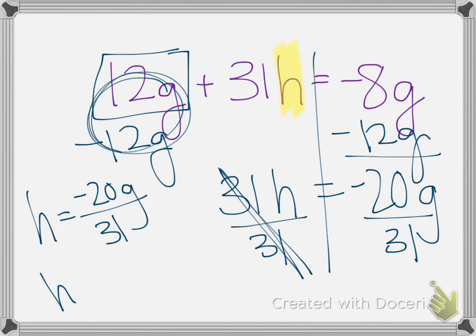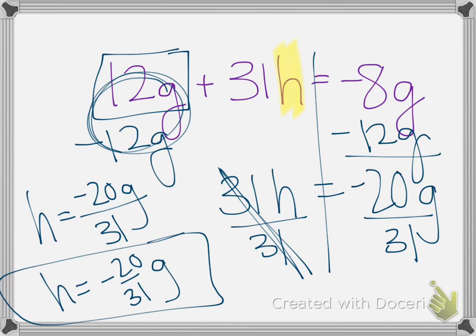There's a couple ways to write it. I could write it negative 20 over 31g as a fraction in front. Those are the same thing. Or I could even divide those numbers out and write the decimal. I like fractions a little bit better, so I'm going to go with that.